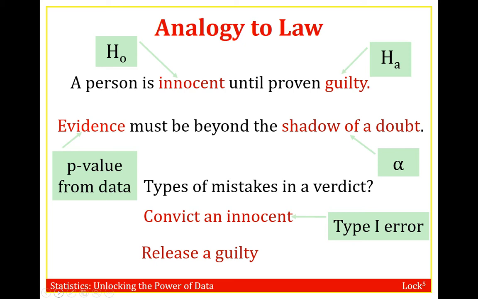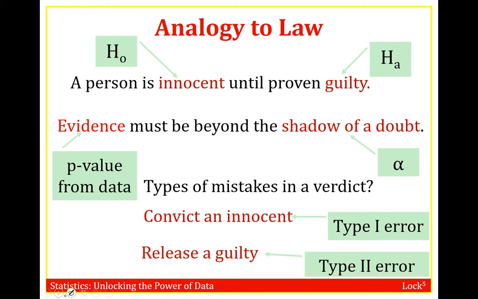Now let's say we release a guilty man. If we release a guilty man, we failed to reject H0, and H0 was actually false. It should have been rejected. We failed to get rid of that statement. And when we do that, that's our type 2 error.